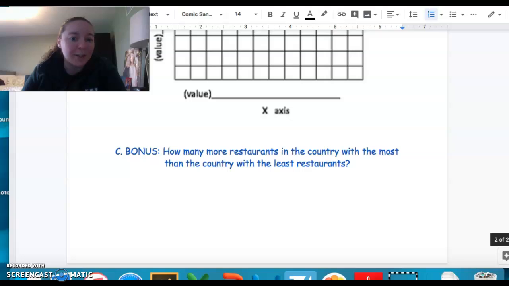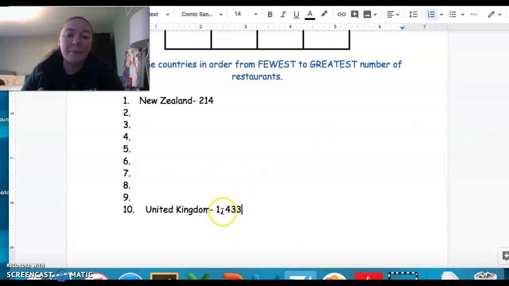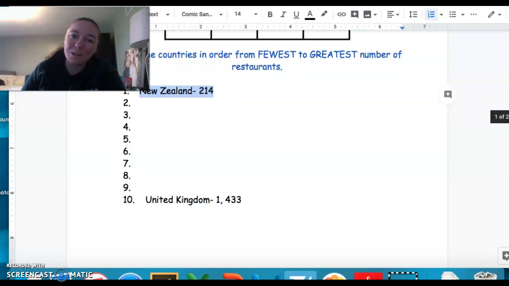The last question asks how many more restaurants in the country with the most than the country with the least restaurants. So again, this is going to be how many more restaurants are in the country with the most than the amount of restaurants in the country with the least. How many more? That's comparing two things. So you decide, should you add those two numbers or subtract those two numbers? And that should help you get the answer to the bonus question.